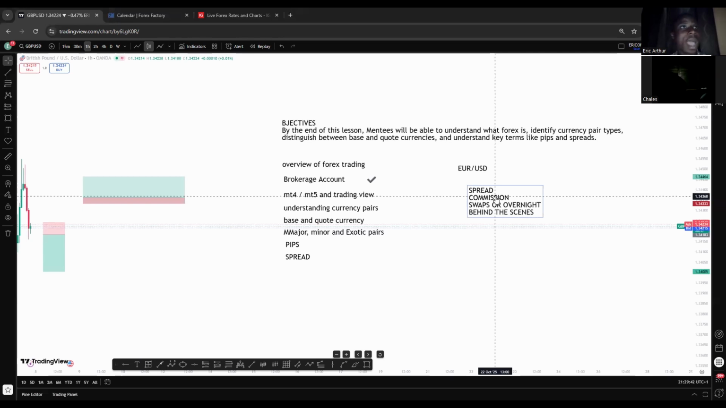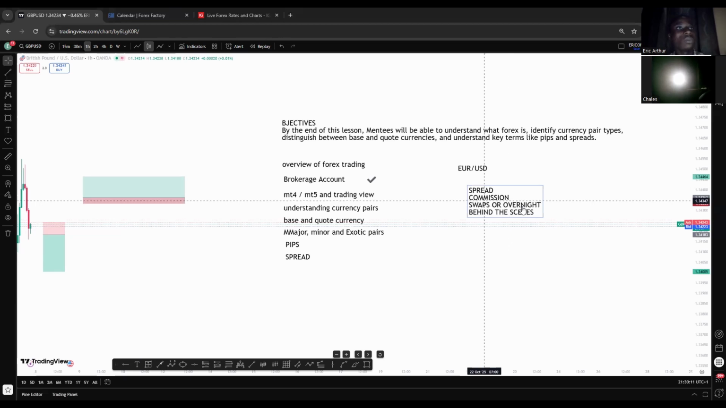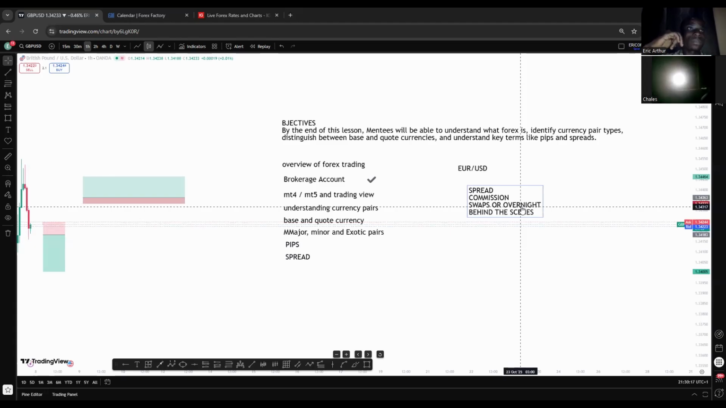You get it? And then the swap or overnight fee. If you are a swing trader and you open a position and leave it for another day to come, they will charge you an amount of money. The reason they charge you is that when the market is closed and it opens, it leaves a gap. So that gap is the reason.